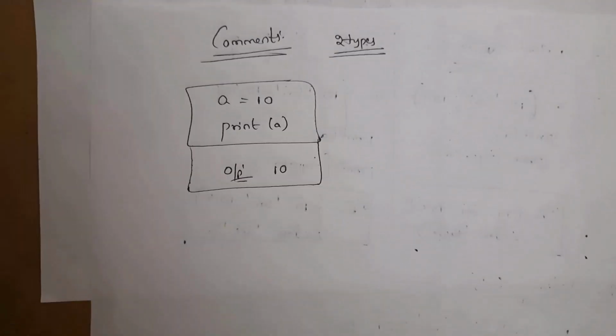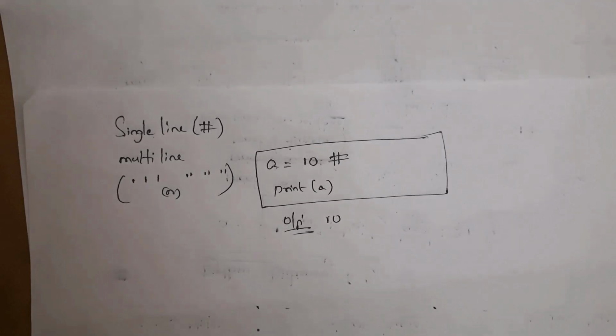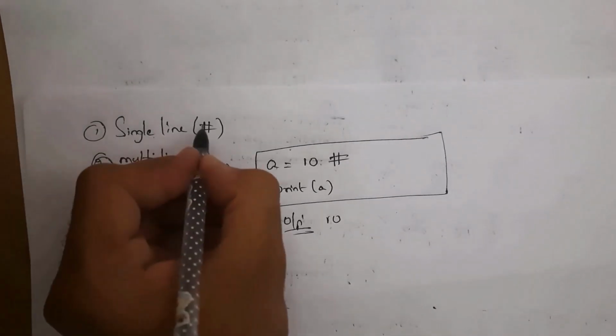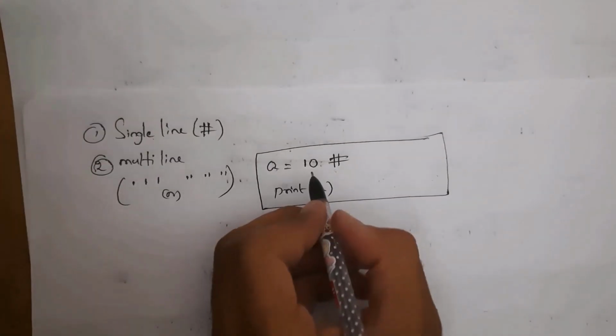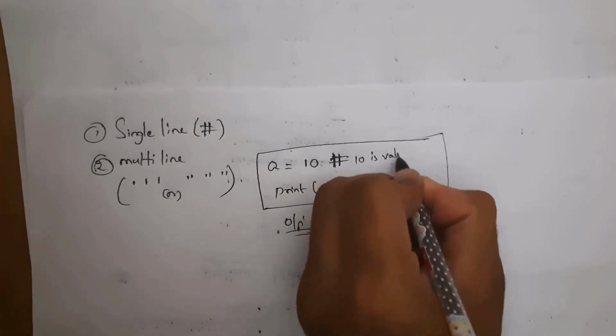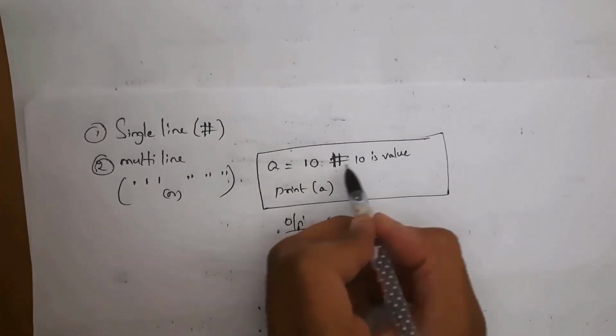Next, I will explain Python comments. Python does not execute comments. Just for understanding purposes, we give comments. Python supports two types of comments. They are single line comment and multi-line comment. For a single line comment, we use the hash symbol. Here I gave a equal to 10. I am writing a comment here, that is, 10 is value. This is a single line comment. For a single line comment, we use the hash symbol.